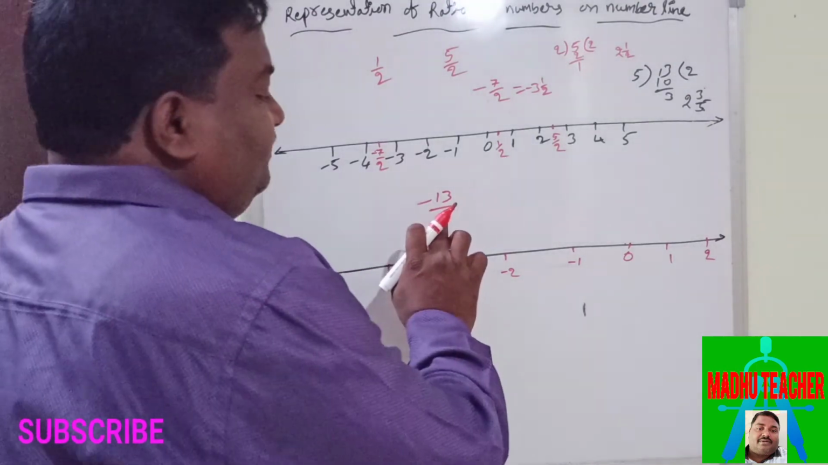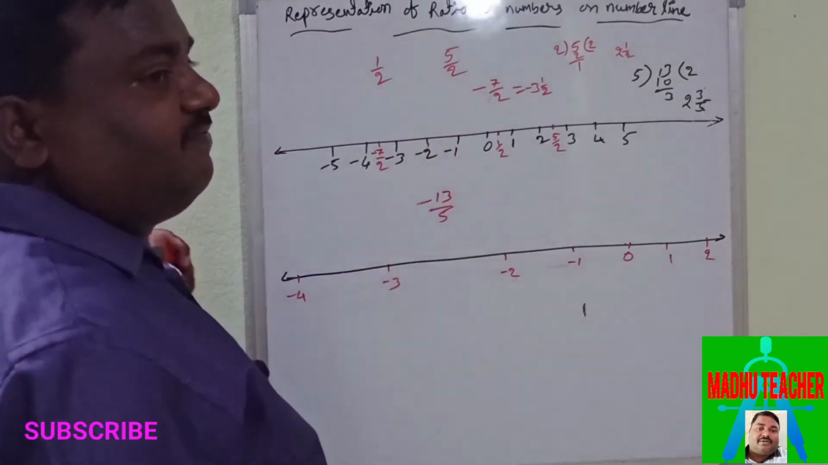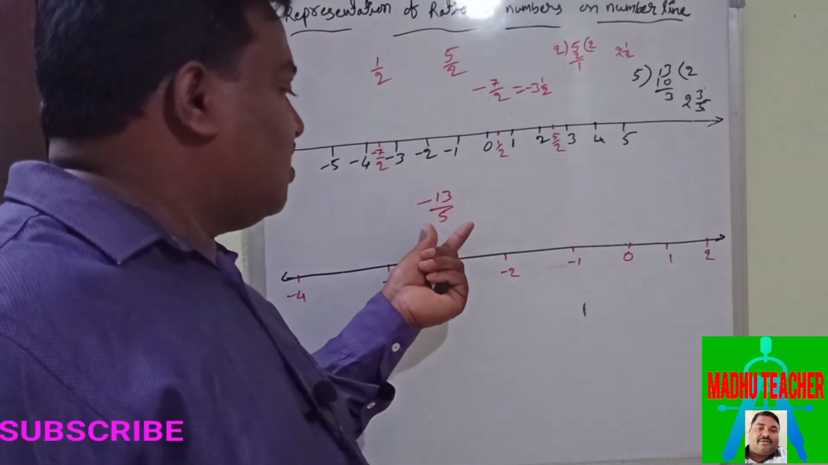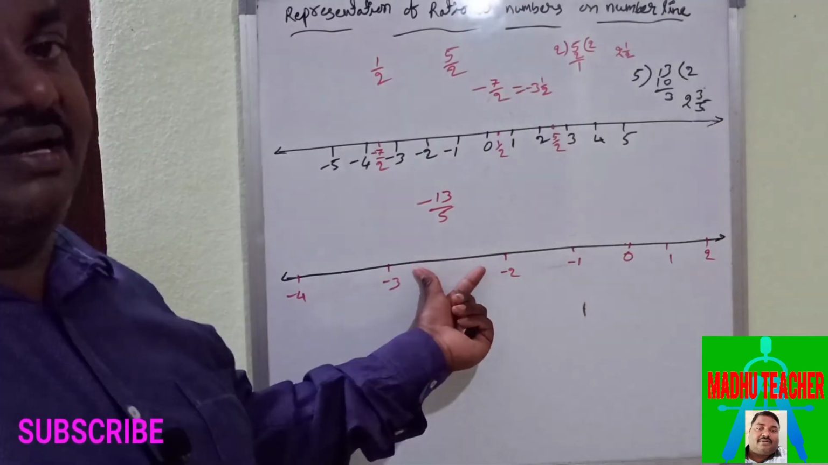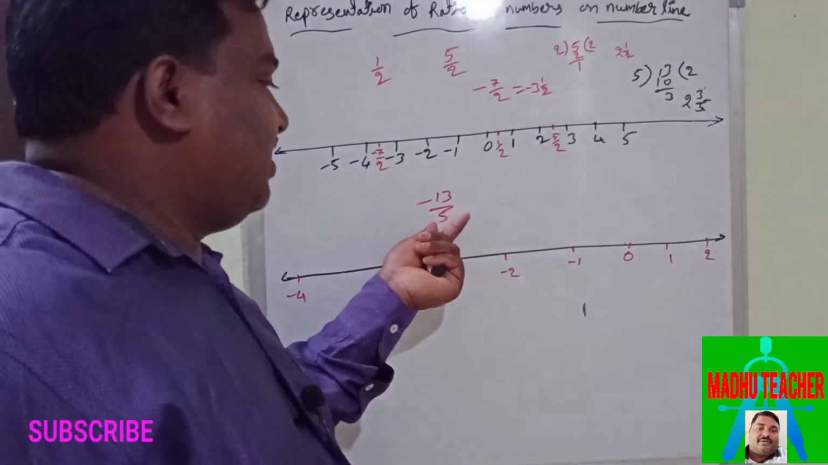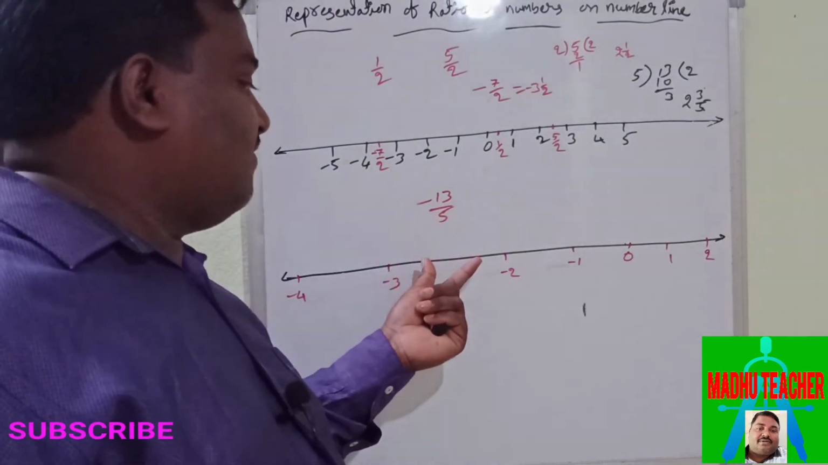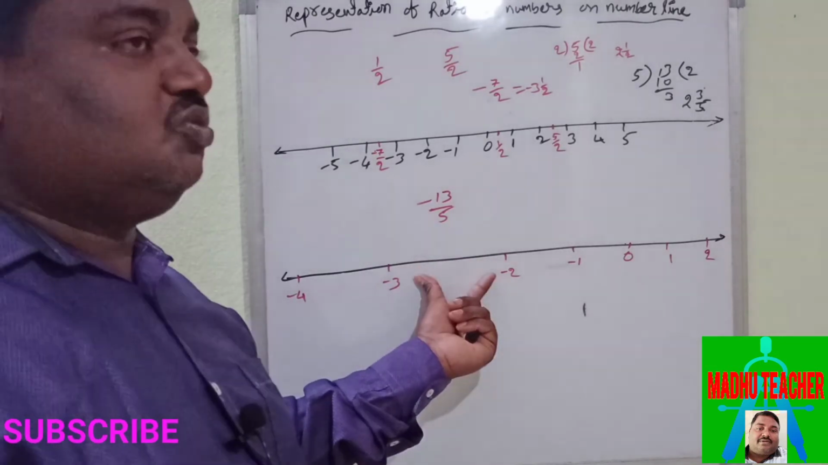So first of all, see the denominator. What is the denominator? Denominator is 5. So the denominator tells the number of equal parts a unit has to be divided into.